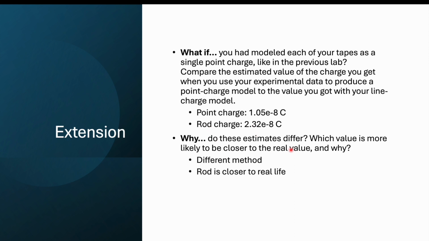And so why do they differ so much? It's just because we use different methods, and one is more accurate than the other. The point charge just gives you a very brief estimate, while the rod gives you a closer to life estimate, which makes it more reliable as it's the closest to what the tapes look like in real life.